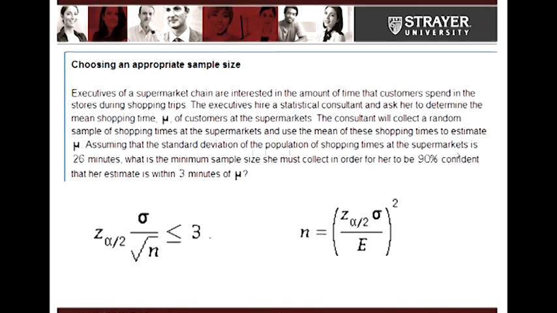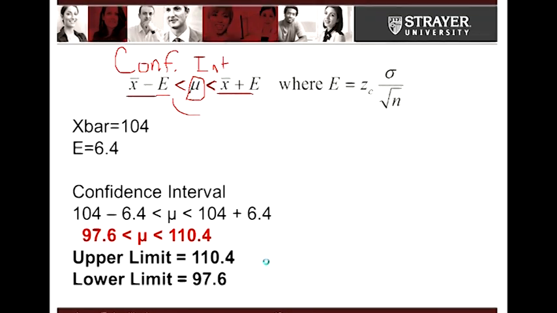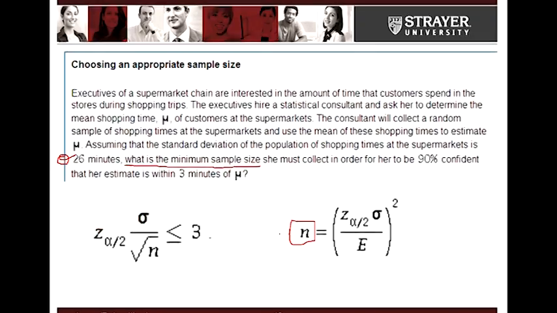Assuming that the standard deviation of the population of shopping times at the supermarkets is 26 minutes. What is the minimum sample size? So the question here is, what is the minimum sample size? So you are looking for n.